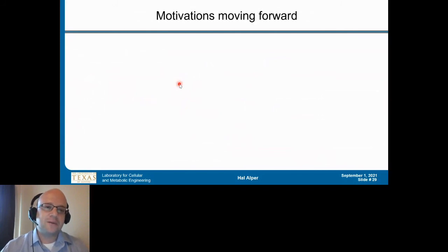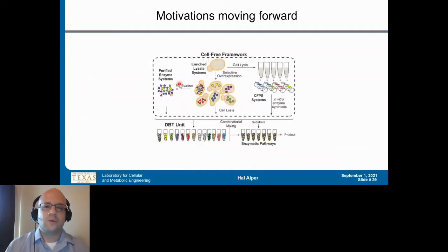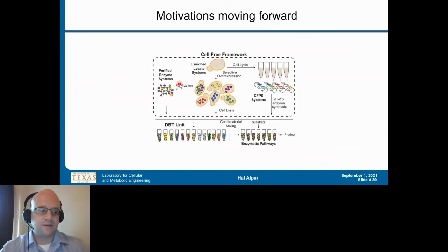And as I kind of alluded to, motivations moving forward, we're working on creating a variety of these different cell-free frameworks to be able to rapidly go through this design, build, test cycle in ways that we can really enhance the technologies that are going on and offered at JGI, but then also to look at new ways for the rapid prototyping of pathways of interest for the various different systems.